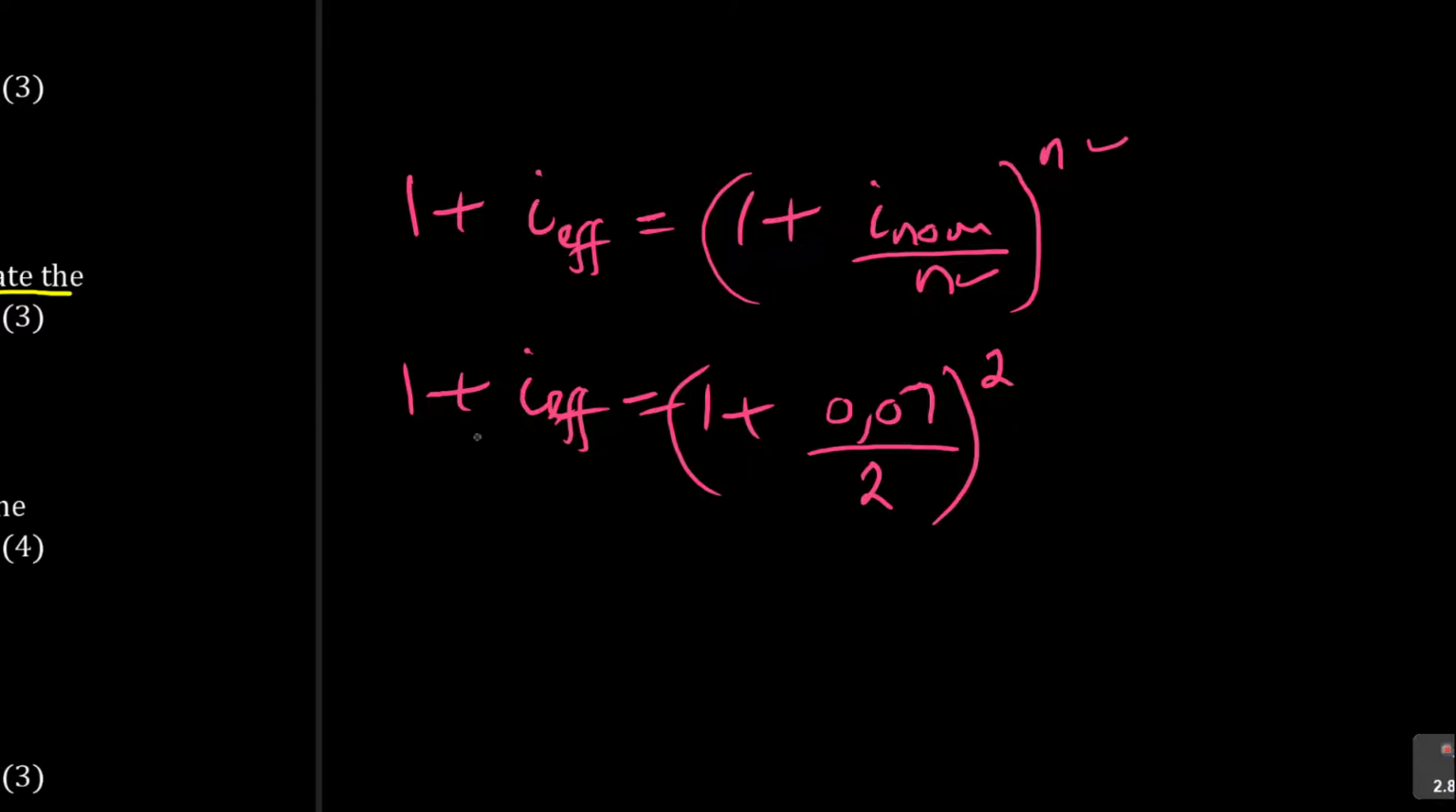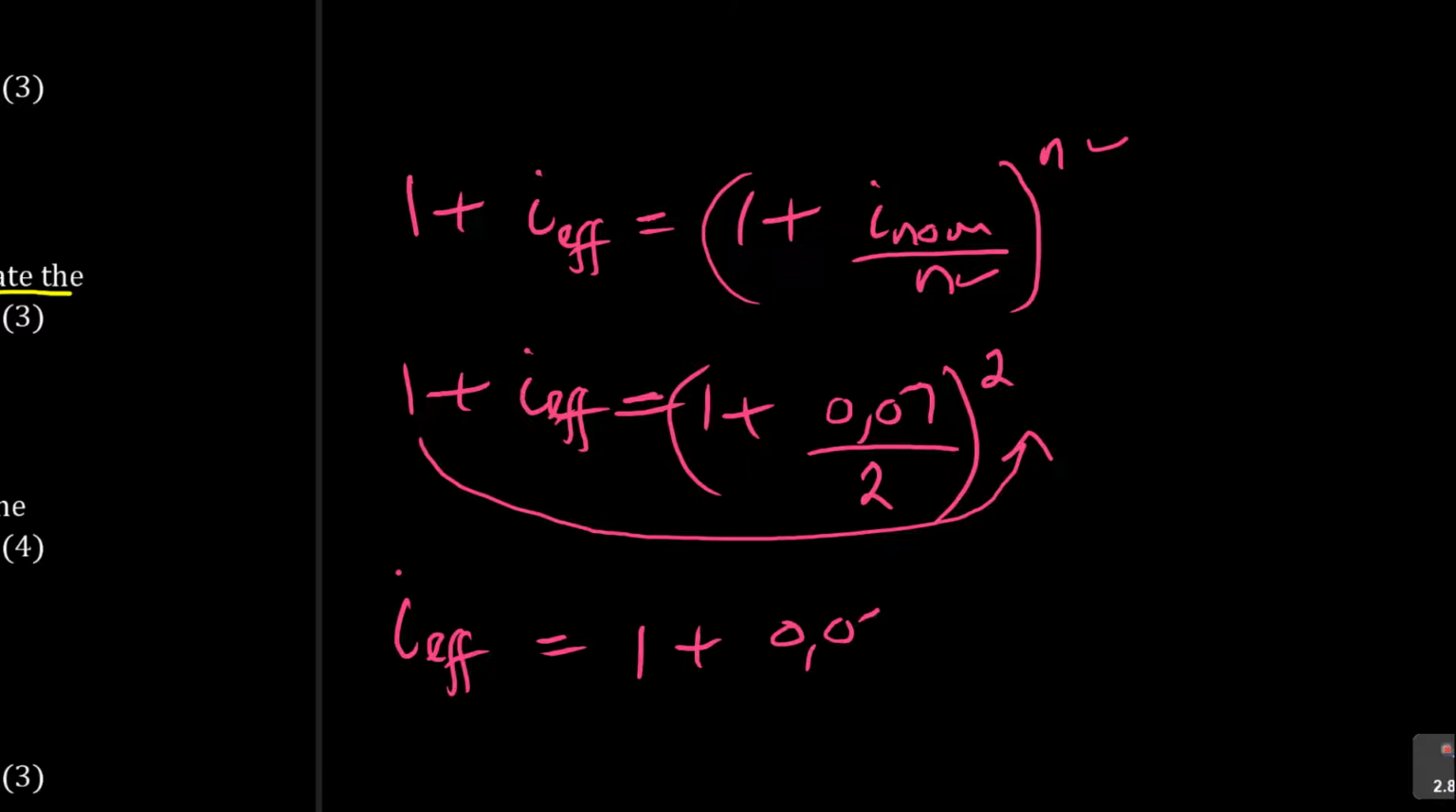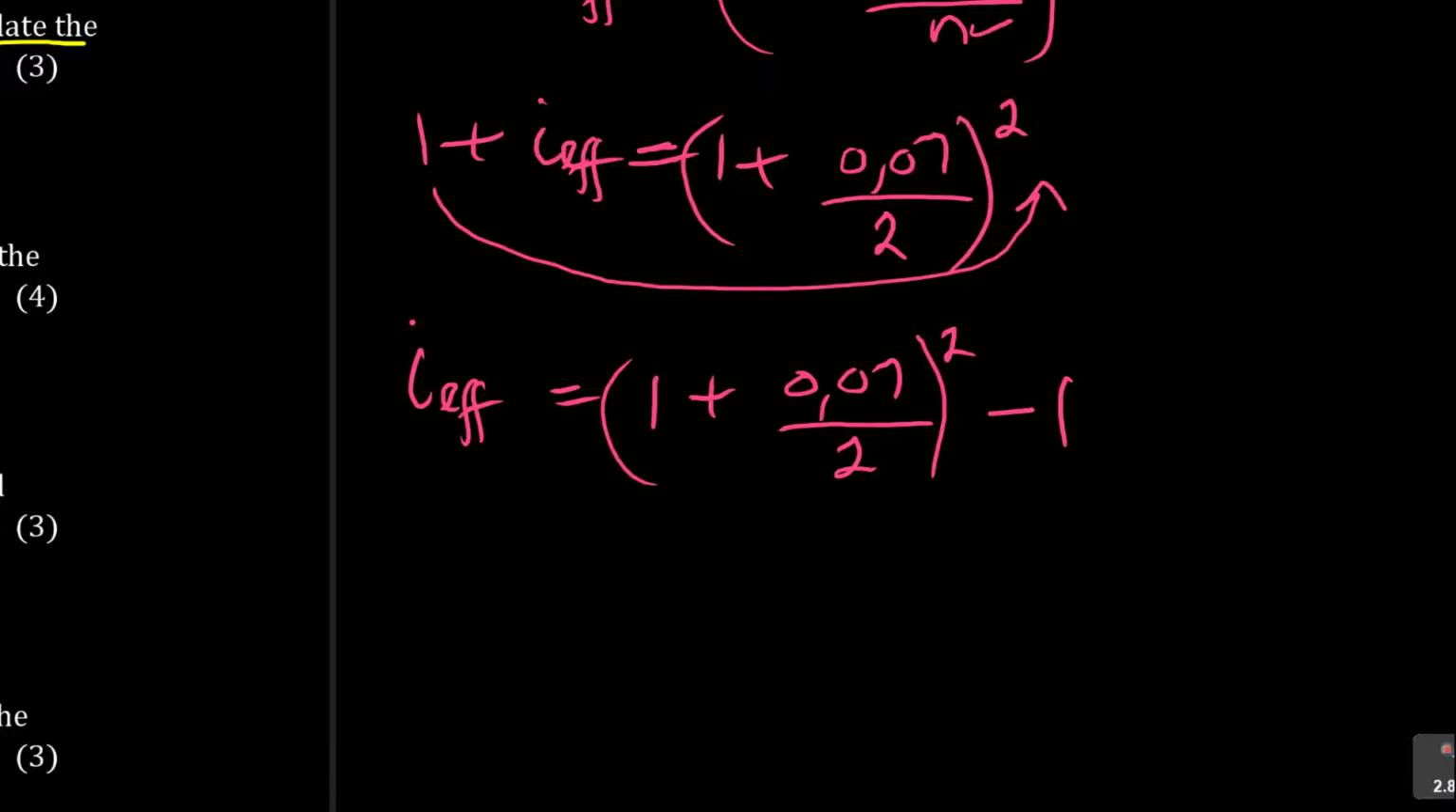That's the compounding. And I said what you do at this stage, take that 1 to join the other side. Remember, when it crosses the equal sign, it becomes negative. So what you have now is IEFF is equal to 1 plus 0.07 over 2, all to the power 2, minus 1. This helps you to just get the answer straight away.